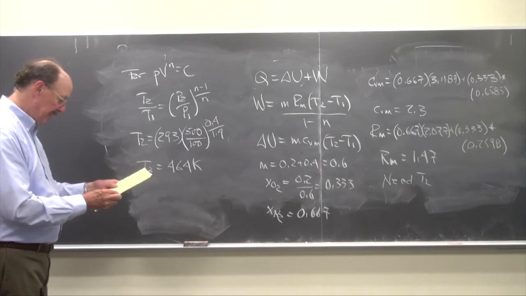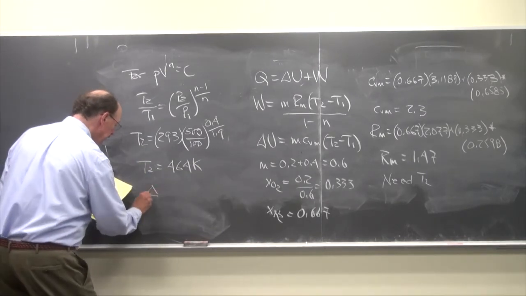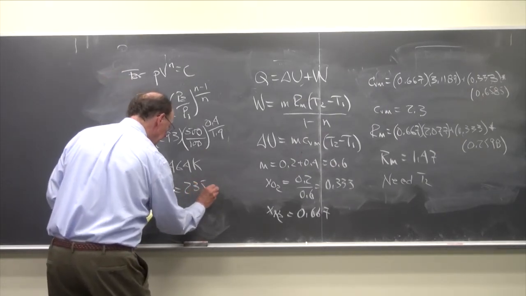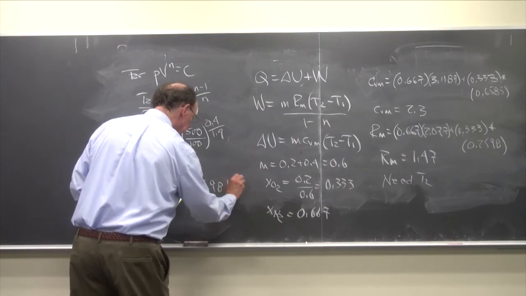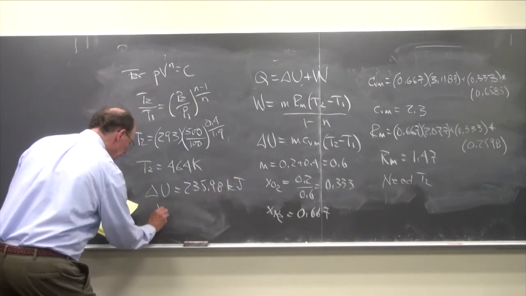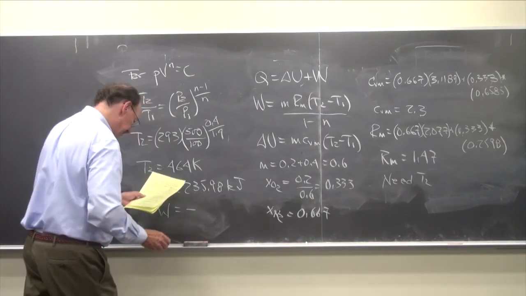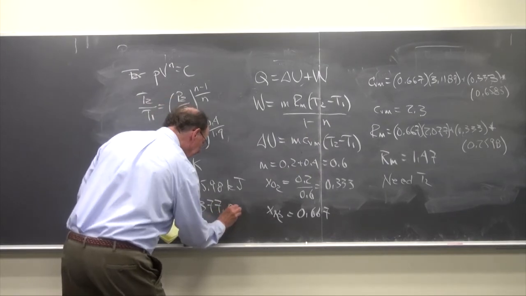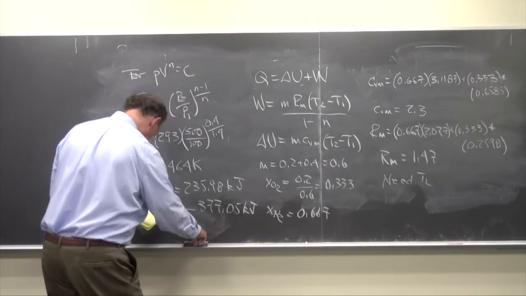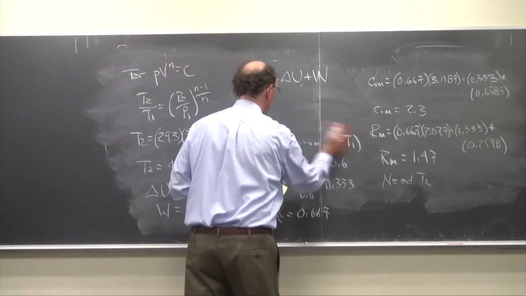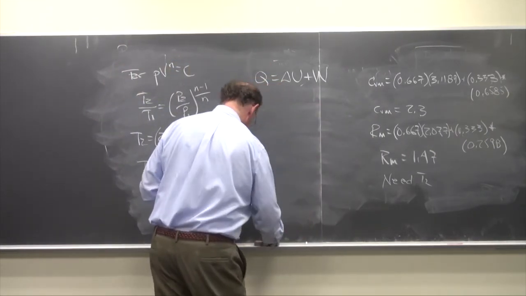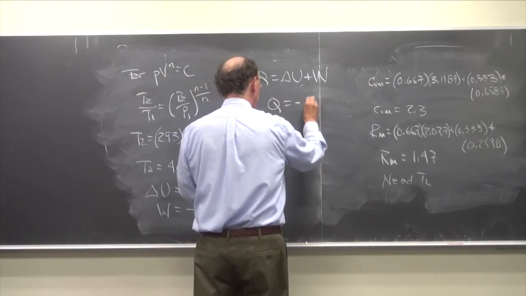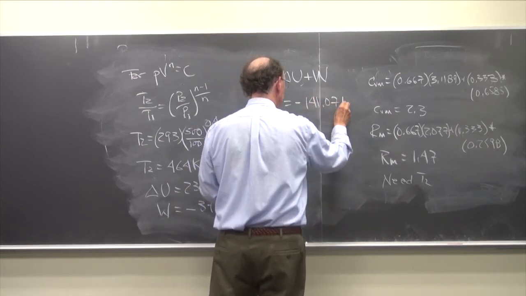If I substitute in, delta U is equal to 235.98 kilojoules. W is equal to minus 377.05 kilojoules. And Q is equal to minus 141.07 kilojoules.